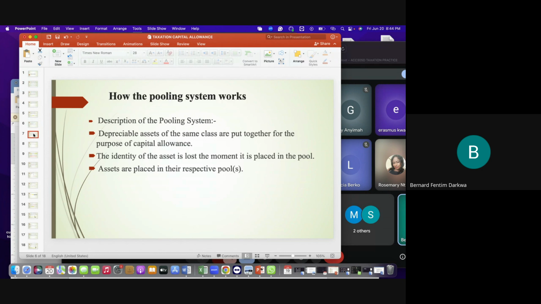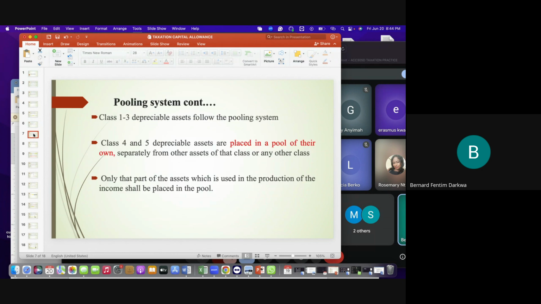So the pooling is that we have class 1, class 2, class 3 assets. They are pooled. They are put in one separate column. And remember that pooling affects only class 1, class 2, class 3 assets. Class 4 and 5, we don't use the pool system for them. We use straight line.